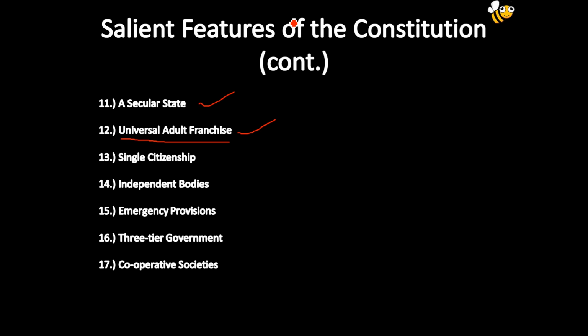So without any discrimination, without any prohibition, everyone whosoever is above the 21 years of age had the right to vote. But in 1989, by the 61st Constitutional Amendment Act, the voting age was reduced from 21 to 18.